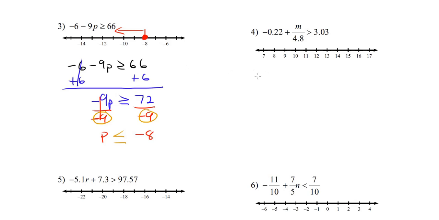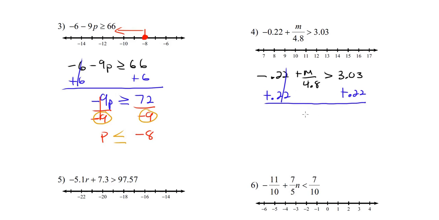All right, number 4, we have negative 0.22 plus m over 4.8 is greater than 3.03. Step 1, undo addition or subtraction. So we need to get rid of this negative 0.22 by adding 0.22 to both sides. These cancel out, leaving us with m over 4.8 is greater than, and 3.03 plus 0.22 is 3.25.